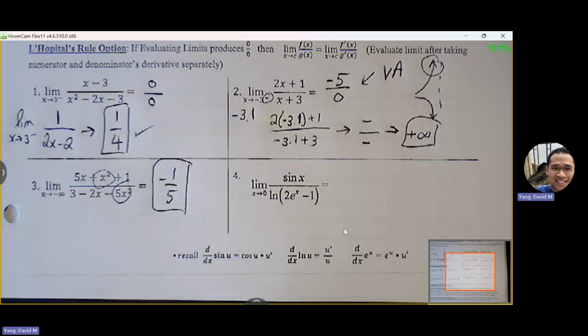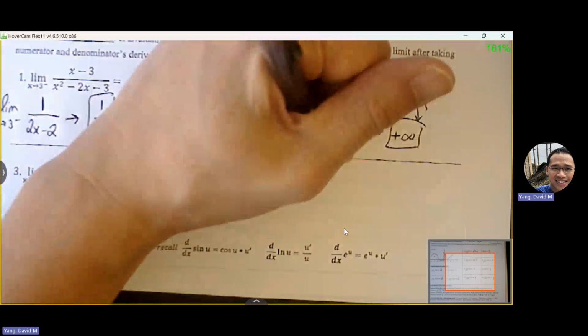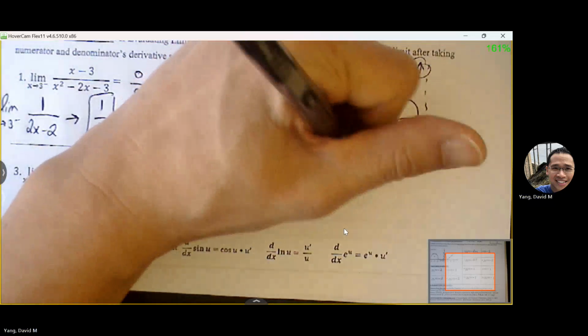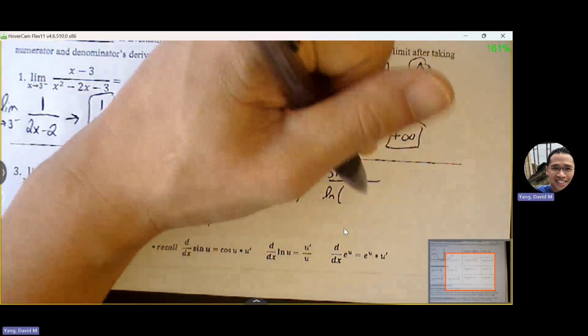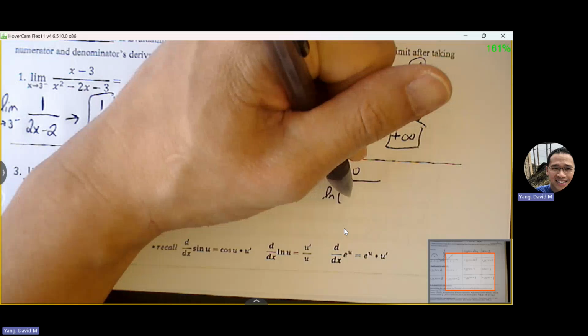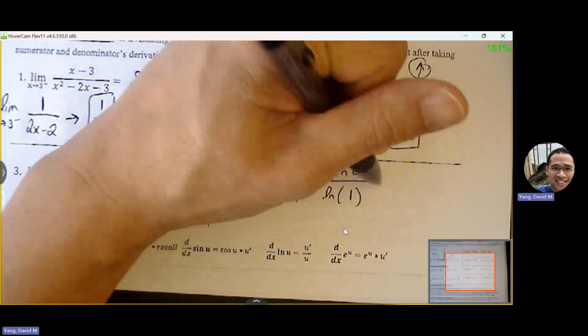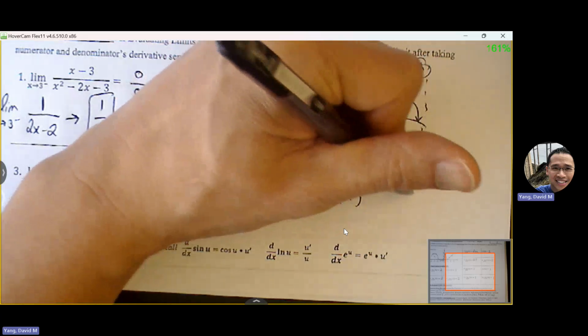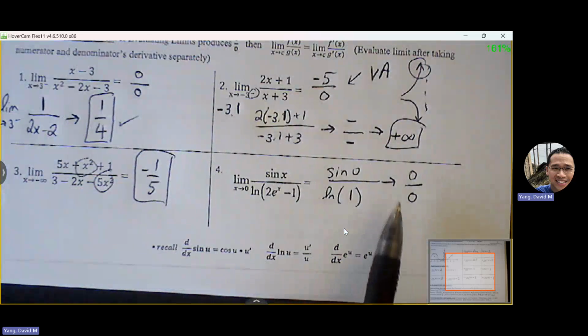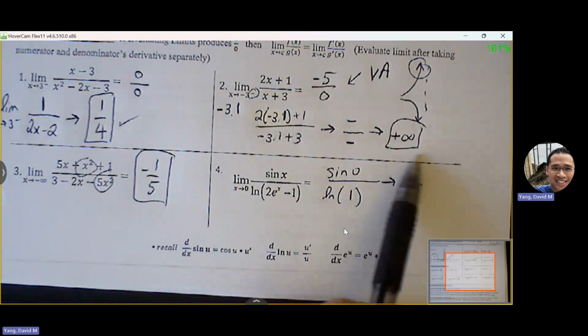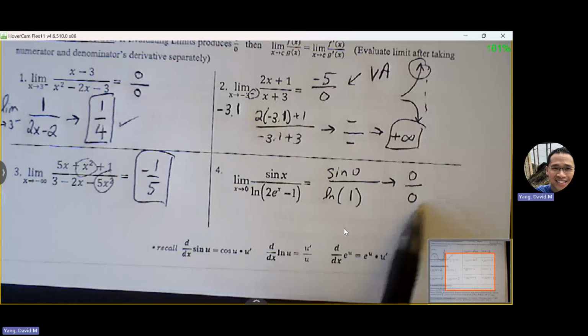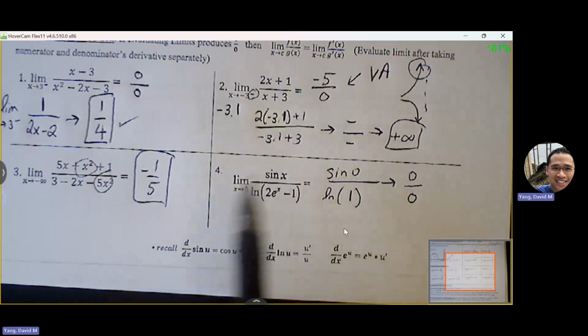All right, number 4, first steps first. What do we do? Plug in. Plug in 0, right? So we get sine of 0 divided by natural log of 2e to the 0 minus 1. E to the 0 is 1, 2 minus 1 is 1. So sine of 0 is 0, natural log of 1 is also 0. We have a perfect condition for L'Hopital's rule. So we can find the derivative of the top and the bottom and then reevaluate.